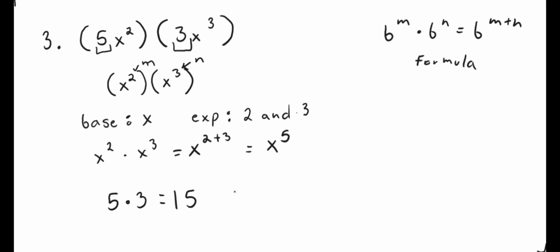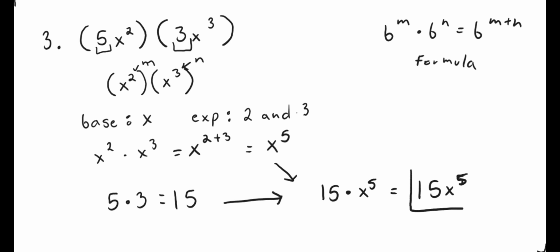And now let's put it all together. So I'm just going to move these right here. So we got 15 times x to the power of 5, which equals 15x to the power of 5. And that's how we do it.